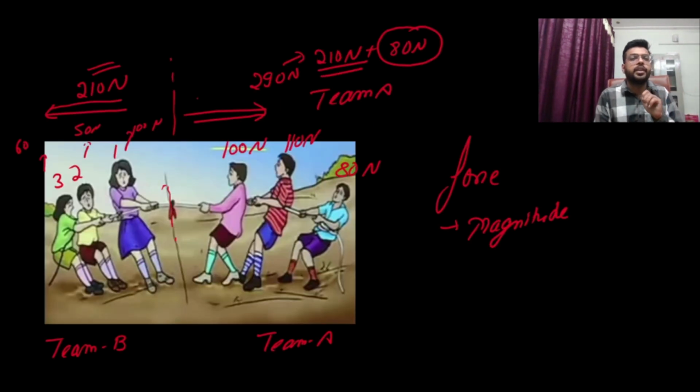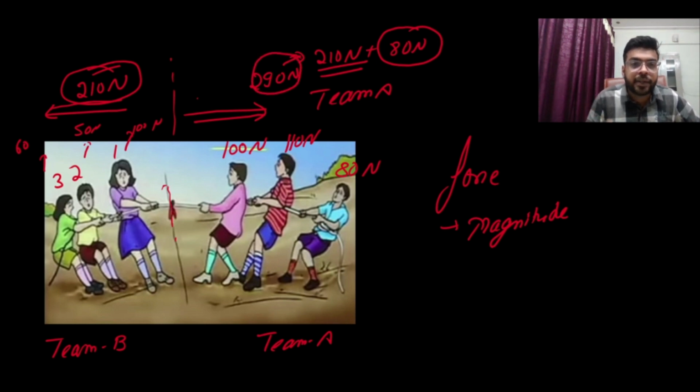In example number three, team A is applying 210 Newton and team B is applying 290 Newton. So magnitude is also affecting, along with direction. So force depends upon the magnitude and also the direction.